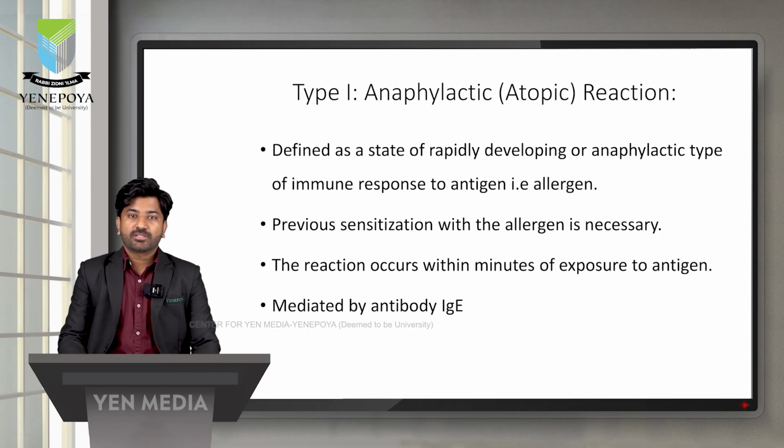Moving on to the first, type 1 hypersensitivity reaction, it is also called as anaphylactic or atopic reactions. They are defined as a state of rapidly developing or anaphylactic type of immune response upon an exposure to an allergen. So, a previous sensitization to the allergen is necessary in order to develop this hypersensitivity reaction. The reaction occurs within minutes after exposure to the antigen, and the antibody depending on the type 1 hypersensitivity reaction is majorly IgE.